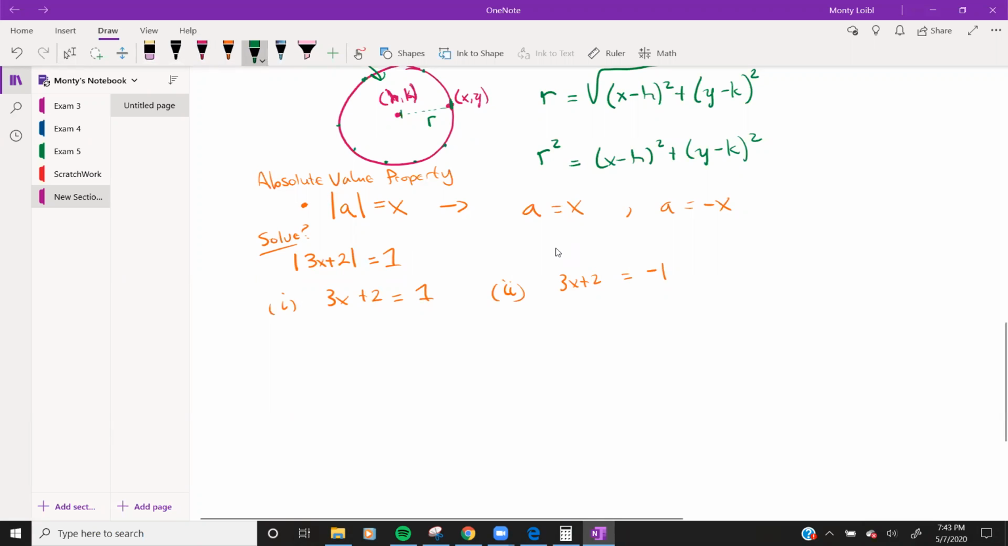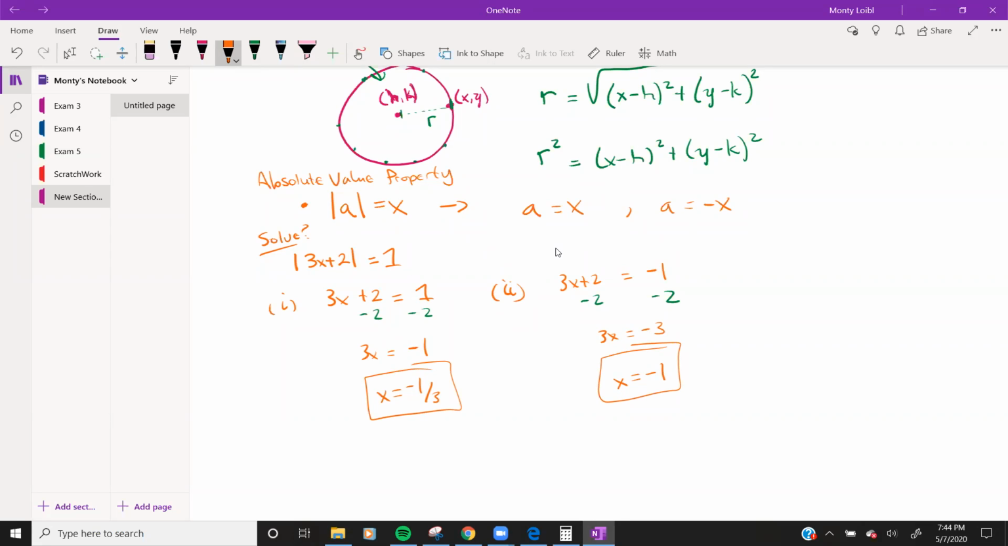So in this example here, you could solve: subtract 2, subtract 2. So 3x is equal to negative 1, x is equal to negative 1/3. I didn't really pick too good of numbers. We got some fractions. So here you could subtract 2 on both sides. So that gives us 3x equal to negative 3, so negative 1 minus 2 is negative 3. So in this case, x is equal to negative 1. Right, so you could plug these in, but you're going to see that it's going to equal 1. So this right here would be your two solutions. So again, the big thing here is your absolute value property.